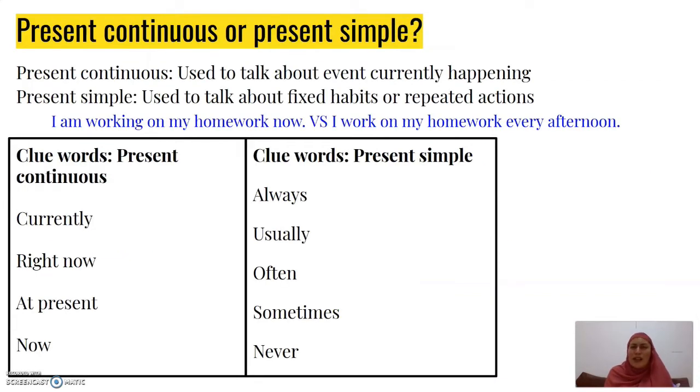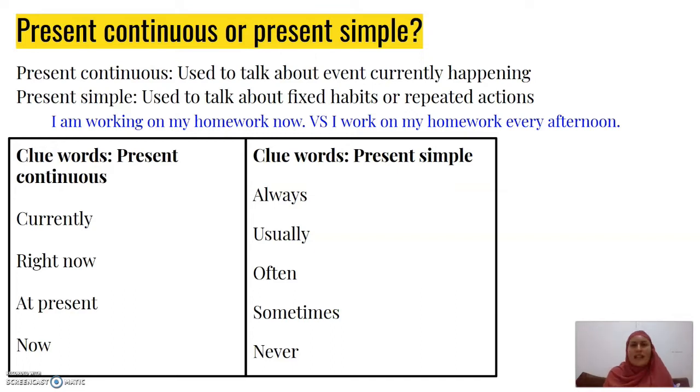Now, you might be wondering, how do I know if I need to use the present continuous or the present simple? For the present continuous, you use this when you are talking about events that are currently happening. For present simple, however, use that to talk about fixed habits or actions that are repeated.